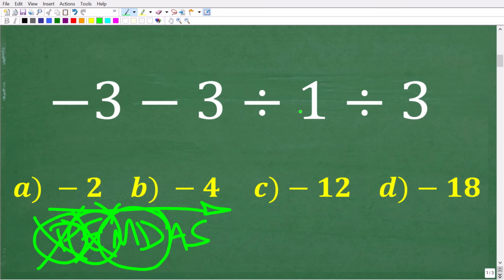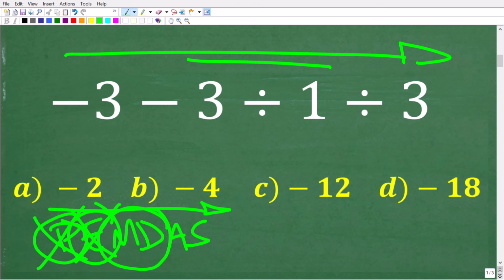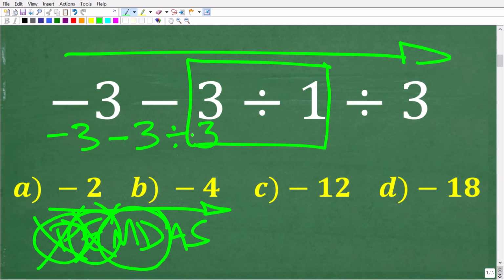Well, we have division and division, but remember, we're going to do this problem from left to right. So we have to do this first right here, okay? So we have 3 divided by 1. So that means we have -3 minus 3 divided by 1 is 3. Okay, so now our problem is -3 minus 3 divided by 3.